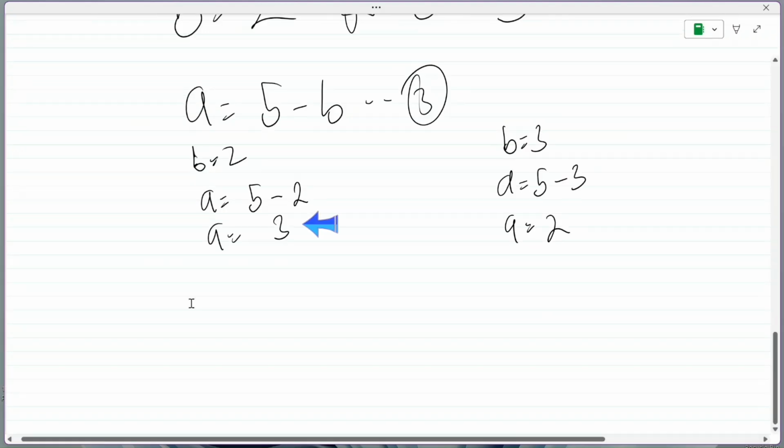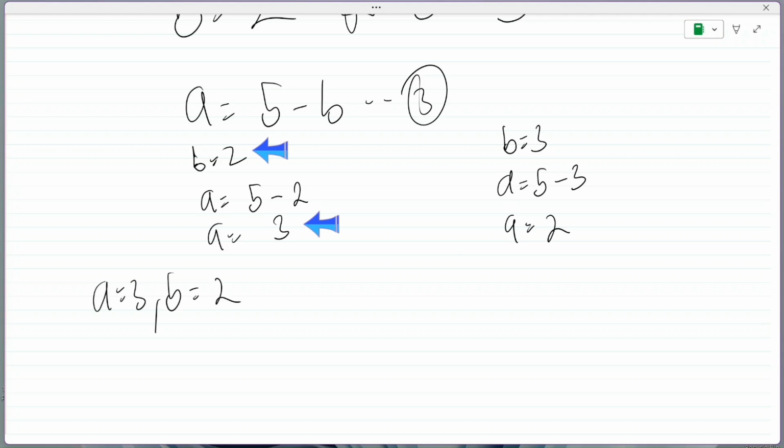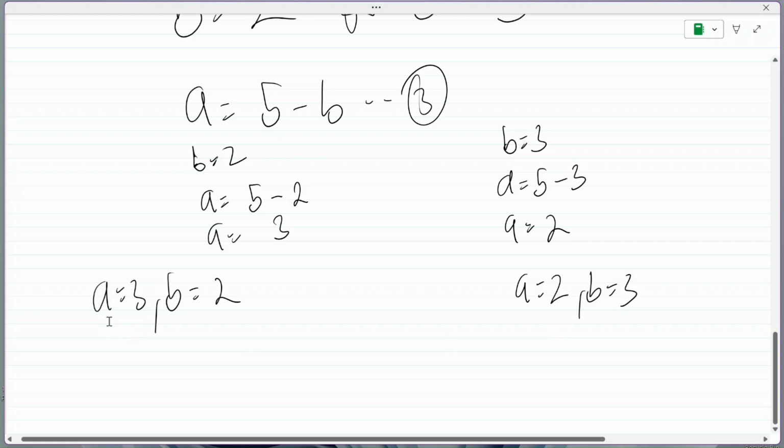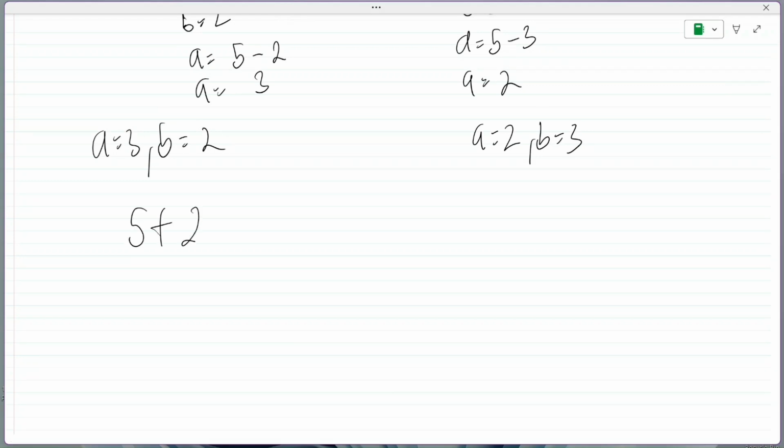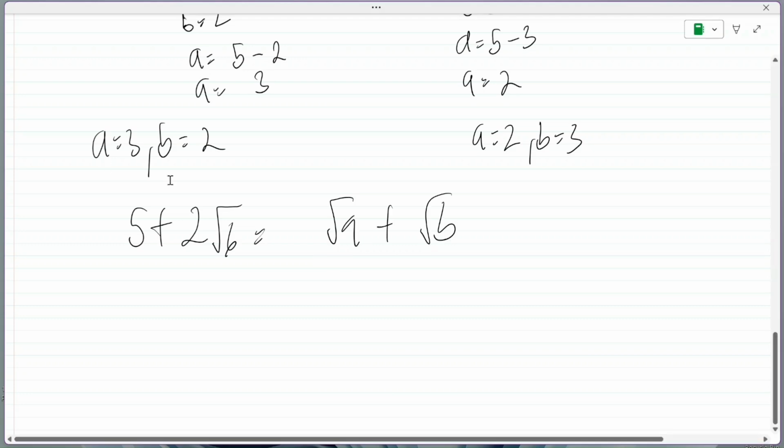From this, we know when a is 3, b is 2. And on the right, we know when a is 2, b is 3. We have now found out the values for our a and values for our b. Remember, we assumed that the square root of 5 plus 2 root 6 is square root of a plus square root of b. So we're now going to insert the value for a, which is 3, and the value for b, which is 2, for the first answer. Then for the second answer, we'll use a as 2 and b as 3. Let's start with a equals 3 and b equals 2.